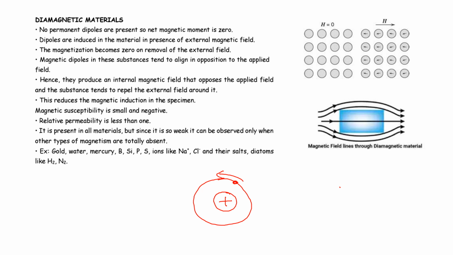But in the case of diamagnetic materials, the atom does not possess a permanent dipole moment of its own. Because of the various different orientations of electrons, no net magnetic dipole moment is seen in the case of diamagnetic materials.